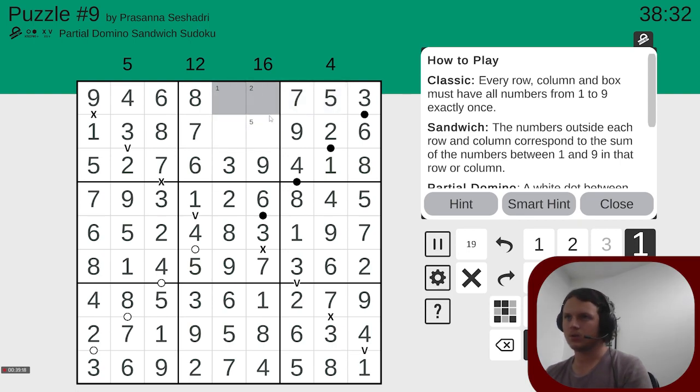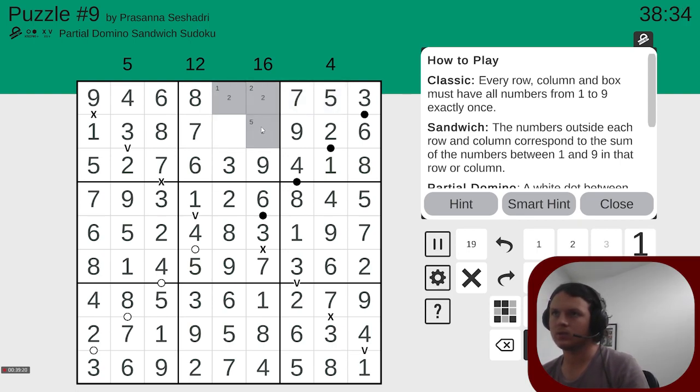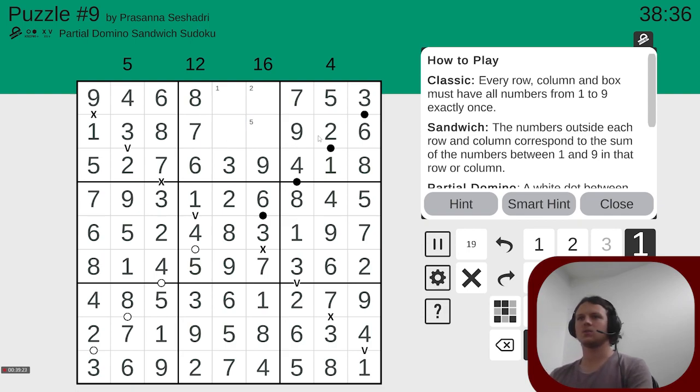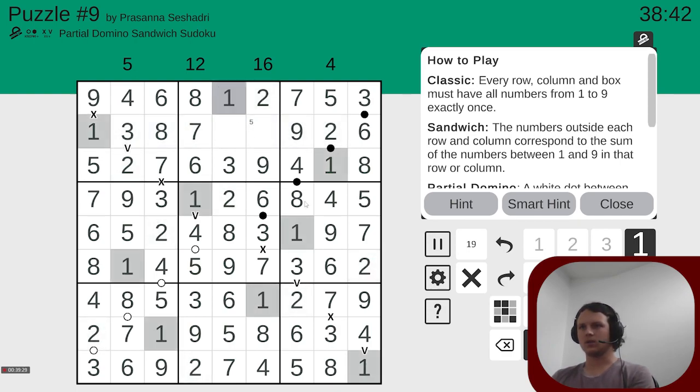Okay, I don't know what these shadings are. Is that the only places those can go? Yeah, that's the only place a 2 can go. Now the only place a 1 can go. So the only place a 5 can go. And our mystery digit is 4.